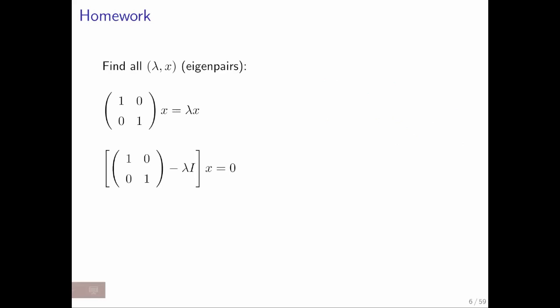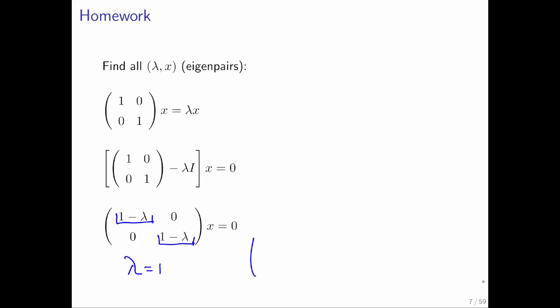Or we could do it this way, where we subtract lambda off the diagonal. If we then ask the question, under what circumstance does this matrix become singular? Notice that that's singular if and only if you end up with zeros on the diagonal, and that only happens when lambda is equal to 1.